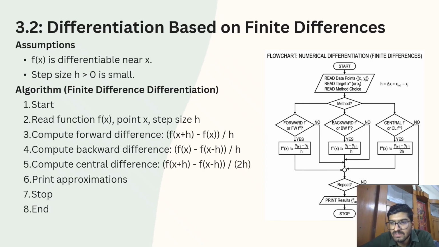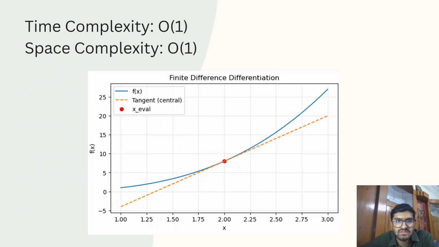And here the flowchart represents the algo properly. The space complexity and time complexity for the algorithm is big O of 1, the same for both. Then the geometrical representation of this method: the polynomial f of x is the blue line, the tangent is the dotted line, and x is the point where we are trying to get the value.